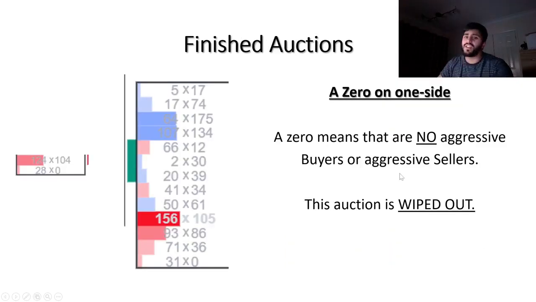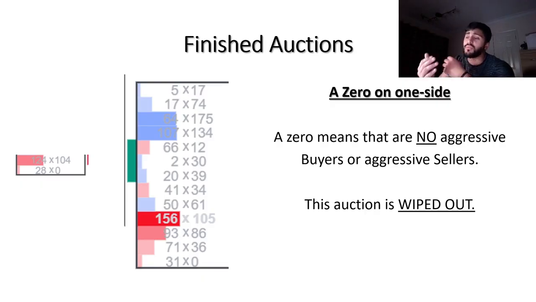And last but not least, finished auction. So I briefly said earlier that there's a bid and the ask. Now, when there's a zero on one side, what this represents when we see a zero is that the auction has been wiped out and there's no either aggressive buyers or sellers at that point. So if we look over here, we see 28 for zero. This means that there's no market participants hitting the ask. So there's no aggressive buyers, right?